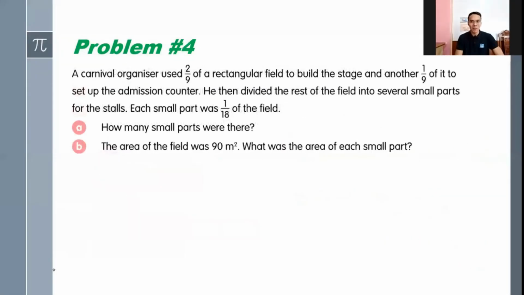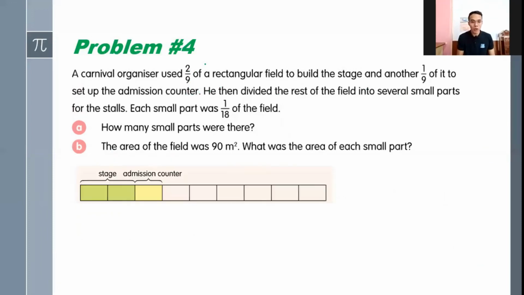Next, problem number 4. A carnival organizer used 2/9 of a rectangular field to build the stage and another 1/9 of it to set up the admission counter. There's a fraction 2/9, so there should be a rectangular field, and that rectangular field should be divided into 9 equal parts in order to show 2/9. 2/9 is used to build the stage, and another 1/9 is used for the admission counter.